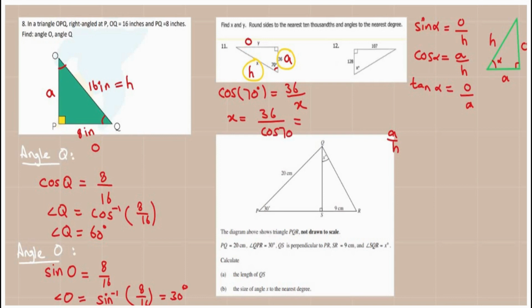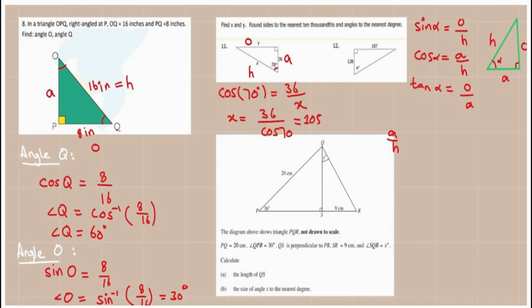Again we need to use the calculator at this position, but before using it we need to make sure that it is in degrees. So x will be equal to 105. If I round it off, approximately 105. Okay, this is how we can find x.